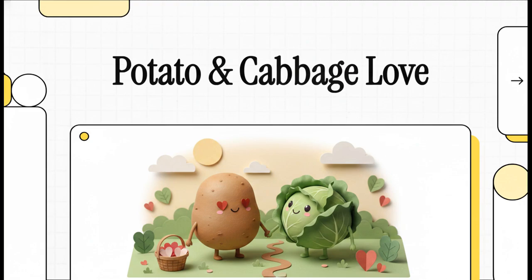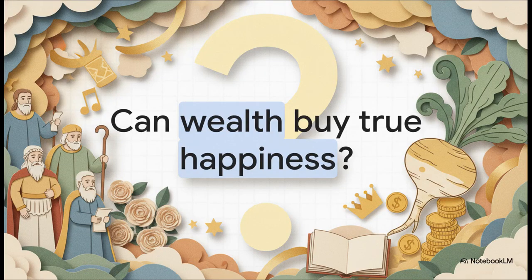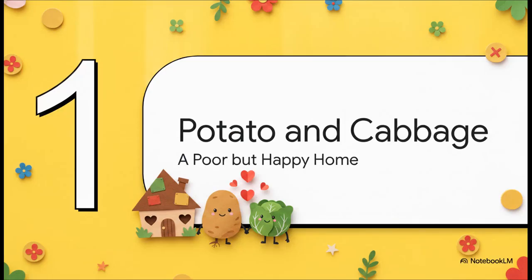starchy romance. So, let's kick things off with a question that has plagued philosophers, poets, and emperors for literally millennia. Can wealth buy true happiness? It's the ultimate human dilemma, right? But today, well, it's not a human dilemma. It's a botanical one. We're applying this heavy, Shakespearean gravitas to a root vegetable. Because at the very core of our protagonist's journey, this is the exact question he's forced to answer. Section 1. The World of Potato and Cabbage.